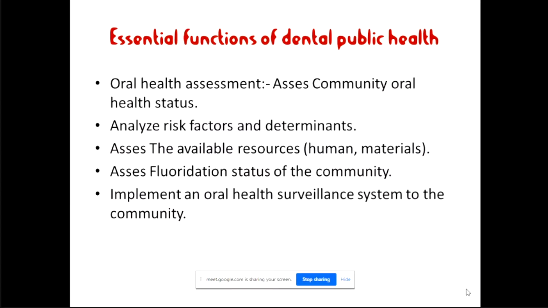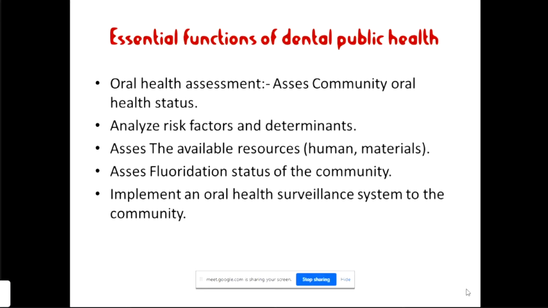So, essential functions of dental public health. We said oral health assessment, analyzing risk factors, assessing the available resources, assessing fluoridation, and implementing an oral health system for the community. On the point of fluoridation, in the whole world there are just 33 countries that have systemic water fluoridation. The ideal water fluoridation is 1 ppm. They add fluoride to the water. The 1 ppm will not cause fluorosis, and it will benefit the tooth.